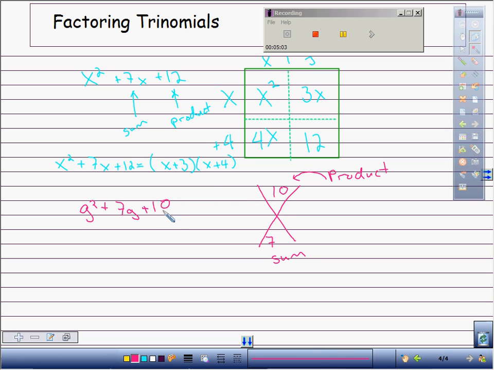What I usually do if I can't think of it is say, let me see, there are factors of this. 2 times 5 will give me 10. 10 times 1 will give me 10. That's it. It's either got to be 2 times 5 or 1 times 10. And 1 times 10 doesn't add to 7. So you put a 2 on one side of the cross and a 5 on the other side. And that means this factors to g plus 2 times g plus 5. And that's all there is to it.